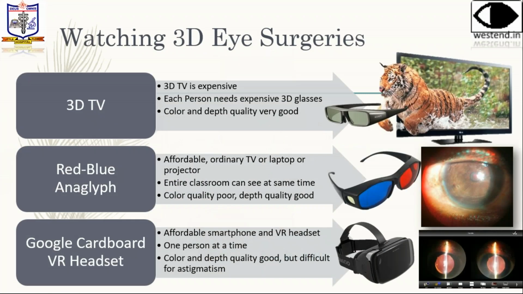You can watch these 3D images or videos with a 3D TV with red blue anaglyph glasses. This is a slit lamp 3D photograph which I have taken. You can also use a Google Cardboard headset. This is also another slit lamp 3D photograph we have taken.